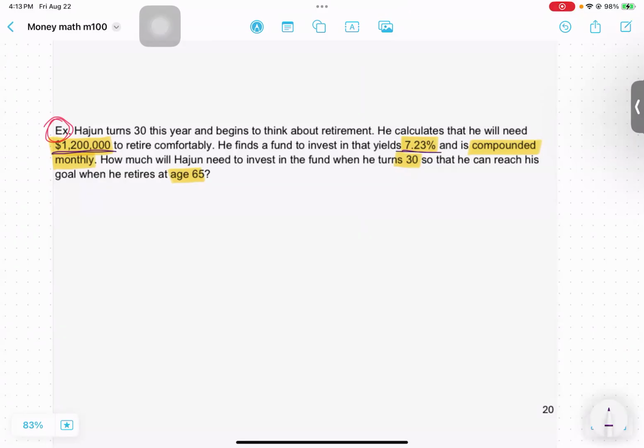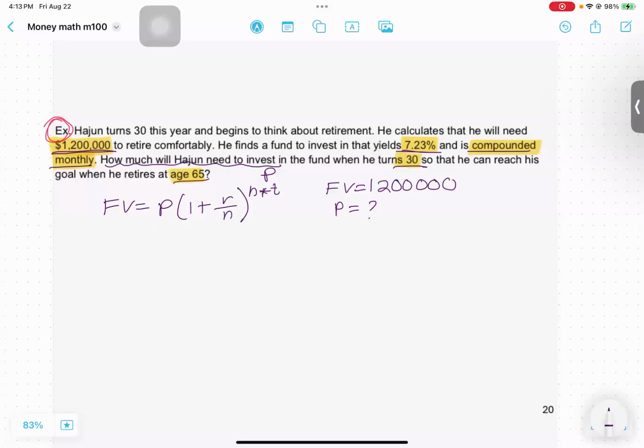Okay. He has a retirement rate here. And we know we're compounding monthly, but the question is, how much will he need to invest? What is the principal of the investment he needs to make at 30 so that at 65 he can reach his goal? Lots of pieces here. So first of all, we are compounding, so I hope you put future value is equal to principal times 1 plus r over n to the n times t. Future value now is this $1,200,000. Okay. The principal is the thing we don't know. That's our question mark. The rate is going to be 0.0723, that rate converted. The N will be monthly, 12.